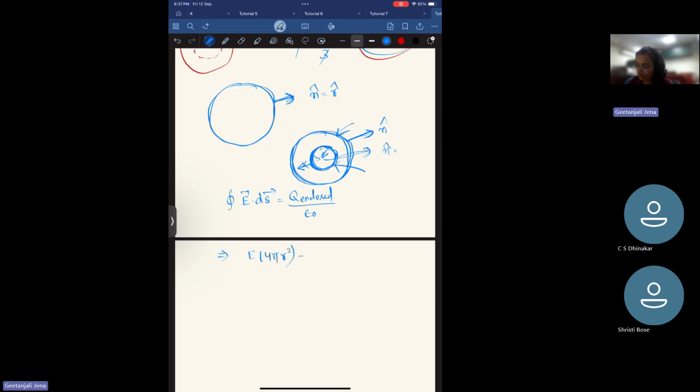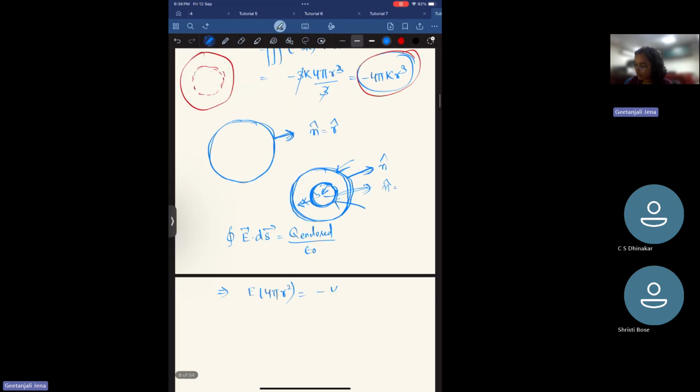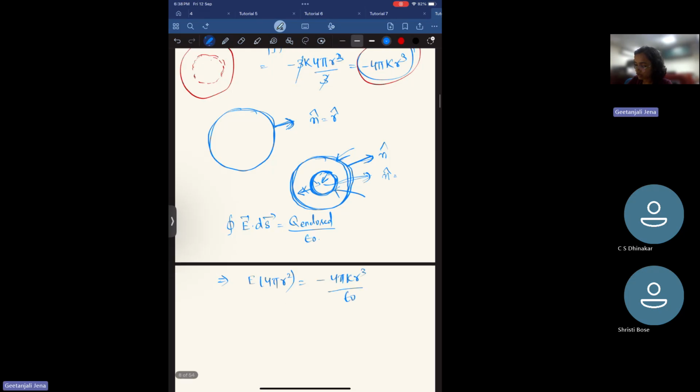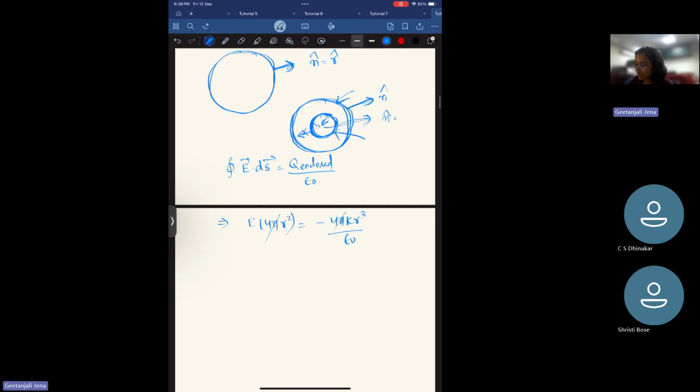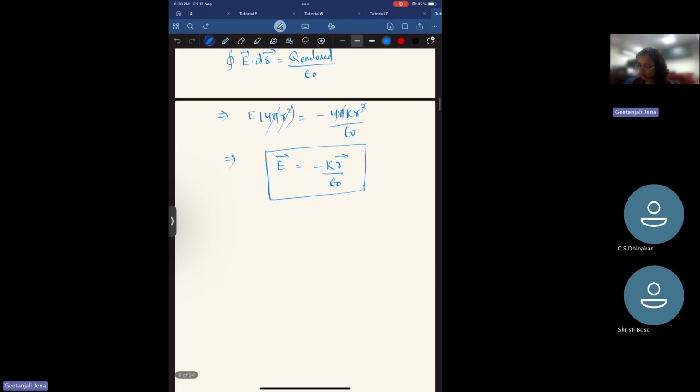So it's now easy for you. It is E 4 pi r square, and on the right hand side we have 4 pi k r Q by epsilon naught. So 4 pi will cancel, one r cancels. So E is minus k r vector by epsilon naught. This is the field that will be induced inside the sphere, the dielectric sphere.